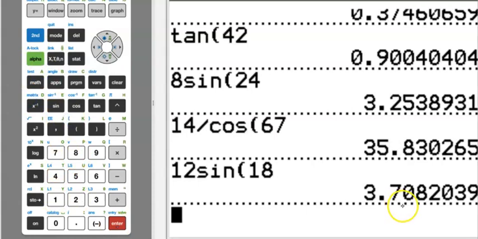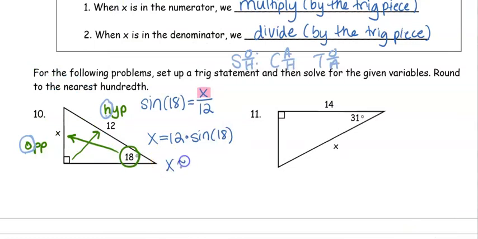This time our directions said to round to the nearest hundredth, so that's 0. We look to the 8. That tells me that I'm going to round up. So x is about 3.71.